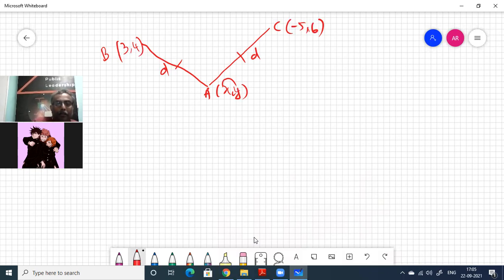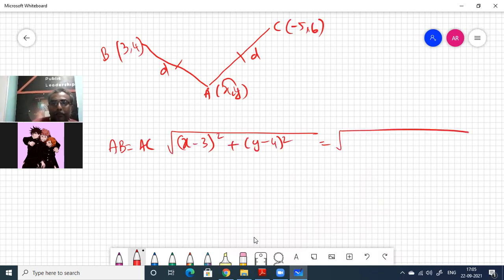Now therefore AB is equal to AC. That means root of, let us say this is (x, y), and the other point is (3, 4): root of (x minus 3) the whole squared plus (y minus 4) the whole squared is equal to root of this one. This is AB. Now you are going to take line AC again.